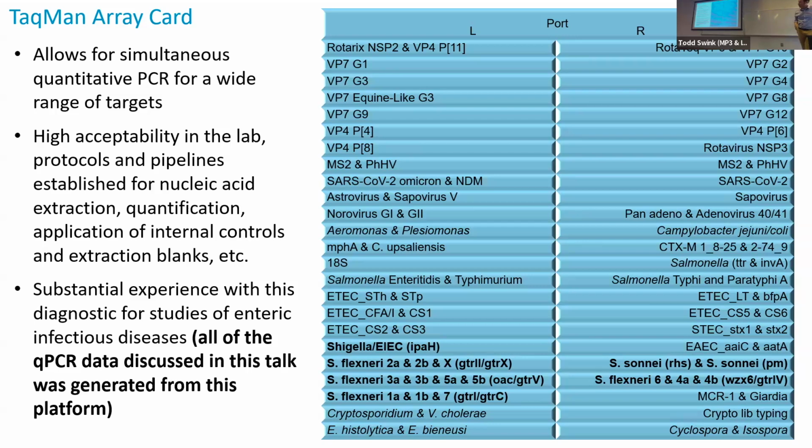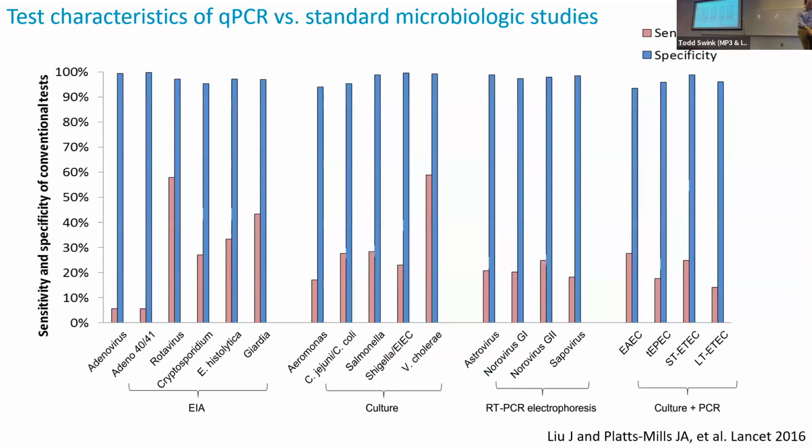So this is an example of a card we use. You can have enteric pathogens on it. You can have typing assays. You can have AMR targets. There's a whole suite of different assays that have been adapted to this platform. I'll kind of talk about some of them.